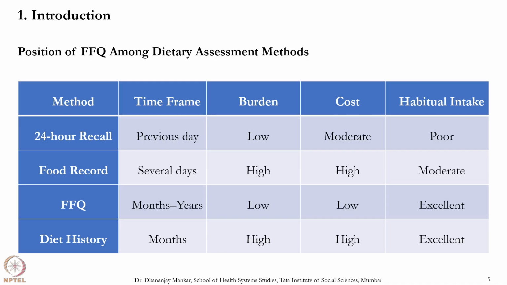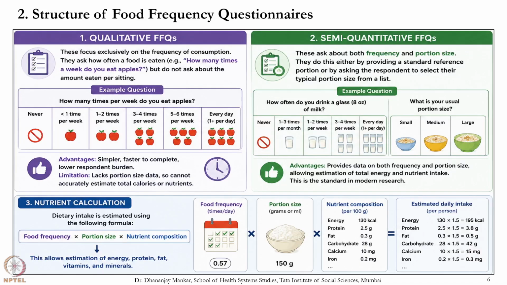If you consider the cost, 24-hour recall is moderate. Food record is very high because you take it for days. FFQ is comparatively low because of the mode of administration, and diet history is very high. What about habitual intake? For 24-hour recall it is very poor, food record is moderate, and FFQ and diet history are excellent. So you can understand the assessment of dietary assessment methods. FFQ stands in a good, moderate position.